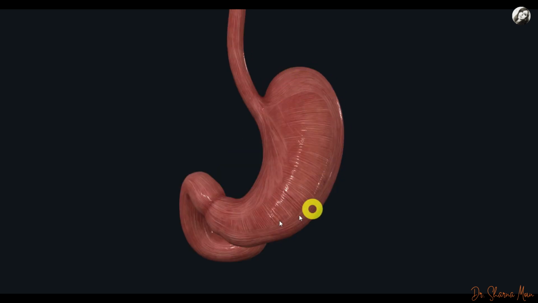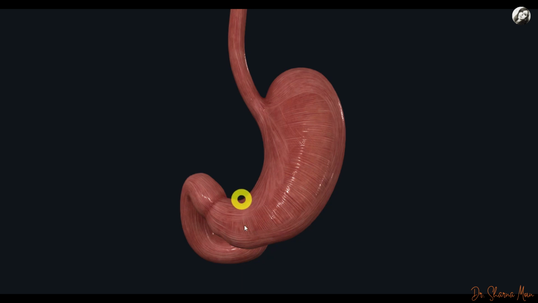Then the greater curvature. Greater curvature forms the left border of the stomach, and this is convex. That border was concave, and this border is convex, and it is about 5 times longer than the lesser curvature. It begins at the cardiac notch. We can see the notch here at the cardiac end. This is the cardiac notch, and it is beside the cardiac orifice. So the left border, or the greater curvature, begins from the left side of this cardiac notch. Then it arches upwards and then downwards to the pyloric orifice.